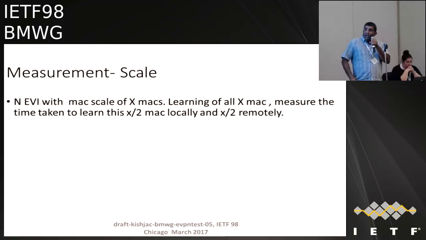The scale. There are 2 kinds of scale parameters we are using. We are scaling the EVPN as well as the MAC scaling, so it is a two-dimension scaling. We are scaling the number of EVPN instances as well as the MAC addresses, and we are measuring the time taken to learn all these MACs, and what performance we see at this scale.